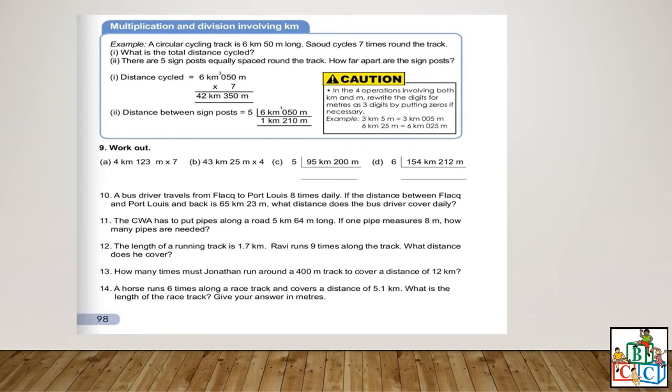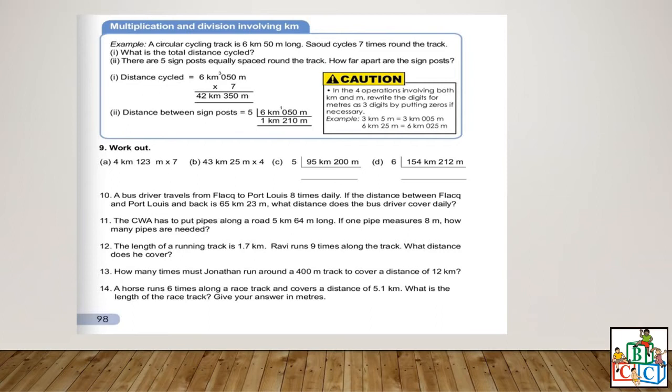So these two questions demand multiplication and division work out. So let us see the first question. What is the total distance cycled? So the track is 6 kilometers 50 meters long. The boy is going to cycle 7 times around the track. So you already know that you should do multiplication. But before we proceed, let us read on your right in the book, the quotient.